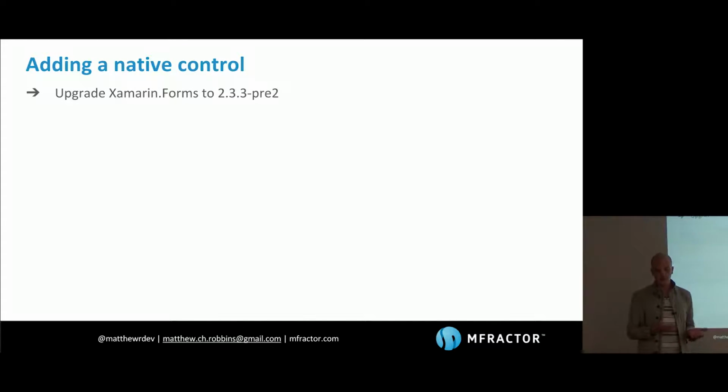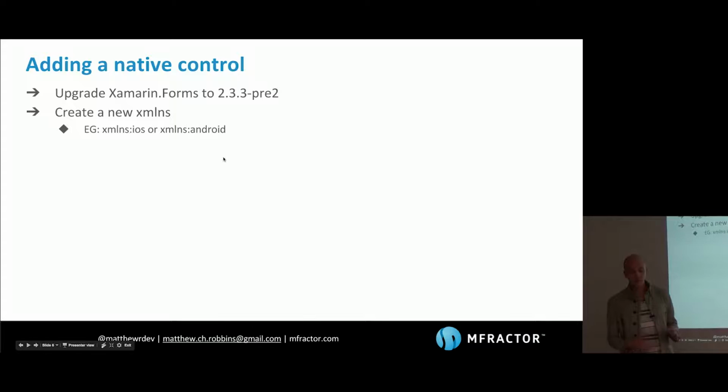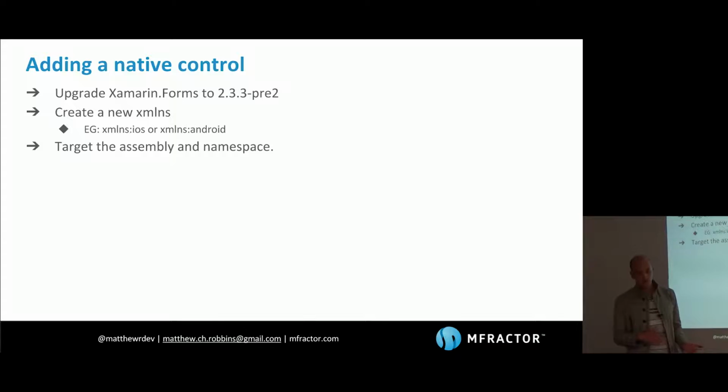So to add a native control, firstly you need to upgrade Xamarin.Forms to 2.3.3-pre2. And that's important because that's where the support was introduced. And that's pre-release, by the way, so I wouldn't recommend using that in production just yet, but have a play with it. Just create a new XML namespace. So for instance, for iOS, you do something like xmlns:ios or xmlns:android. And with that namespace, you would target the assembly and .NET namespace of the control you want to import.